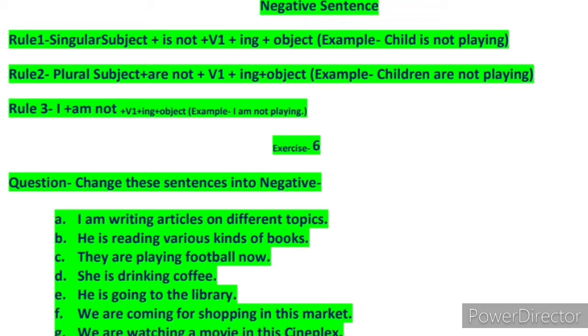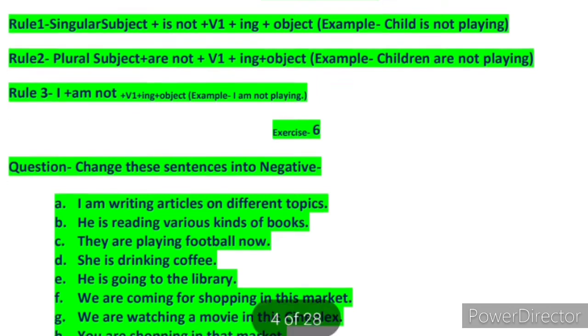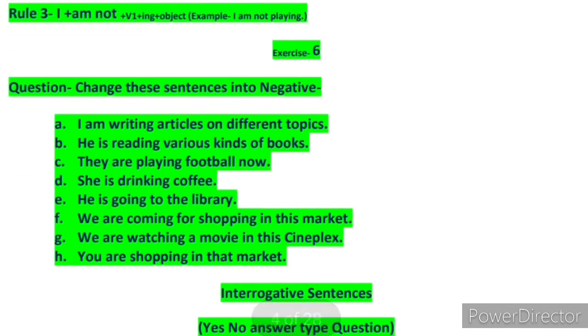Second, for plural subject plus are not plus v1 plus ing plus object. For example, children are not playing. Third, I plus am not plus v1 plus ing plus object. For example, I am not playing. Here are some exercises. We will do that. First, I am writing an article. I am writing.